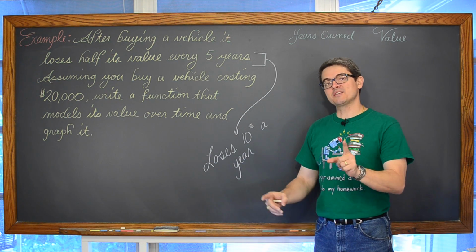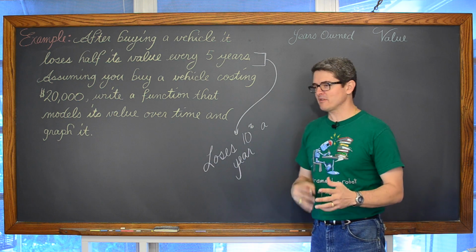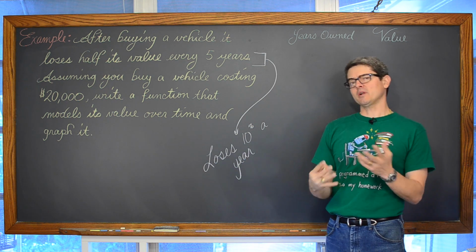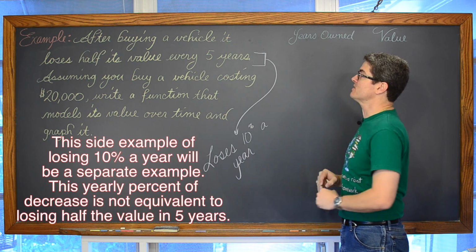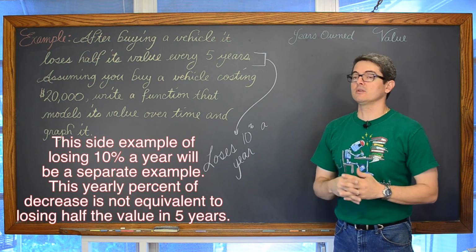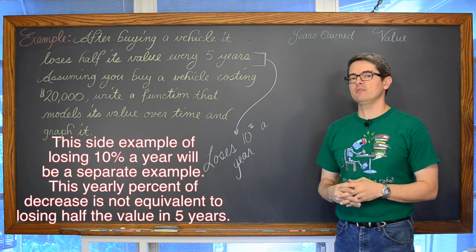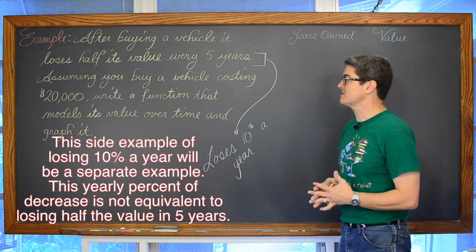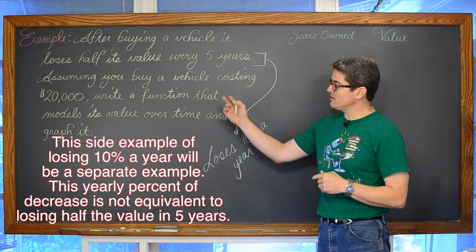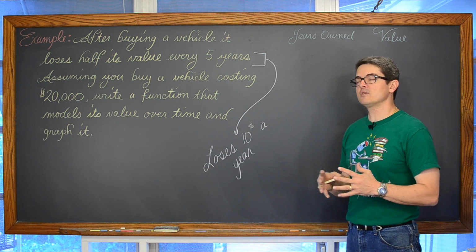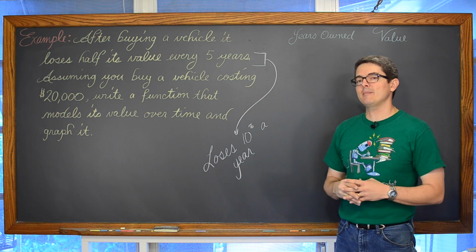Alrighty then, our one example, which as I was writing this up, I just had a new idea, so we're going to make it kind of like 1.5 examples by rewording it a little bit before we get into this one. After buying a vehicle, it loses half its value every 5 years, which for a lot of vehicles is actually pretty realistic. Assuming you buy a vehicle that costs $20,000, write a function that models its value over time and graph it.